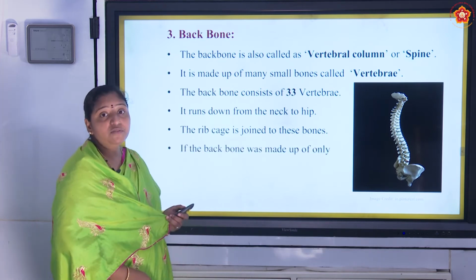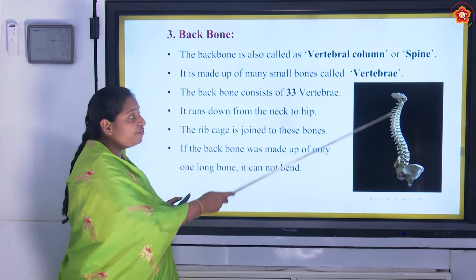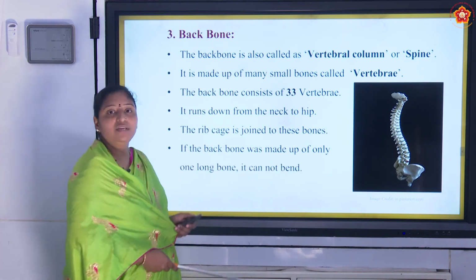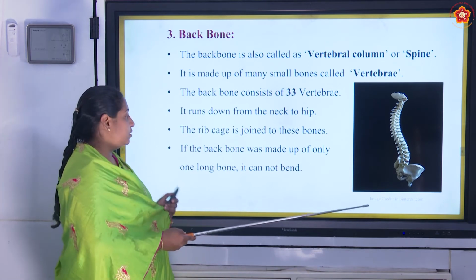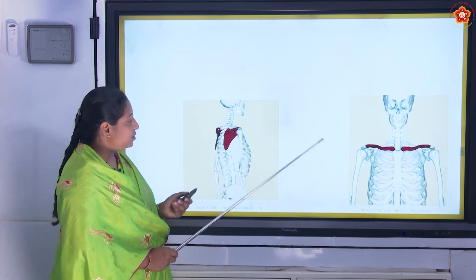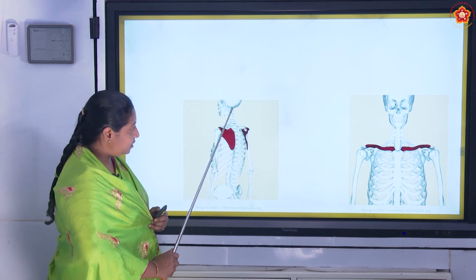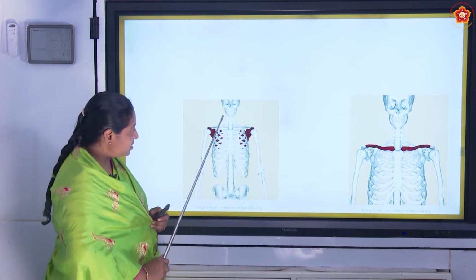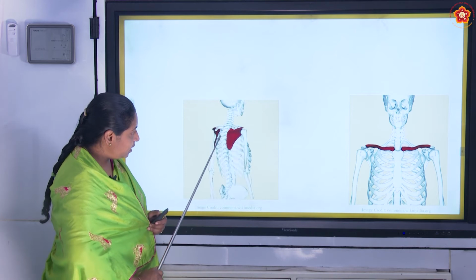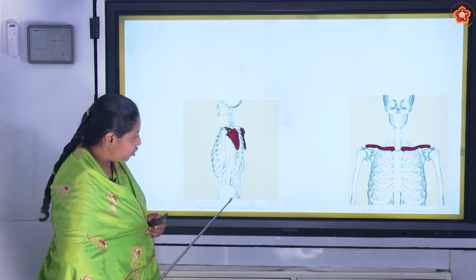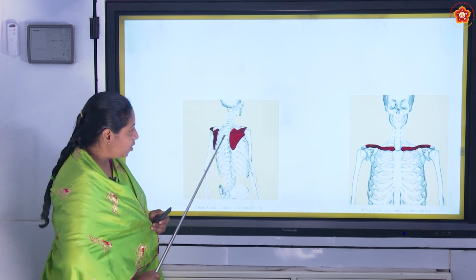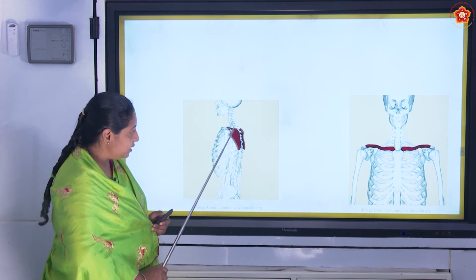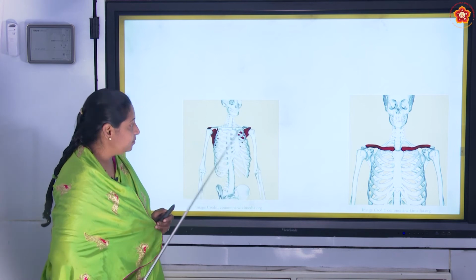If the backbone was made up of only one long bone, we cannot bend and we cannot do any work at all. See, here the backbone runs from the neck to the hip region, and it is connected to the rib cage also. See, this is the rib cage and it is connected here.